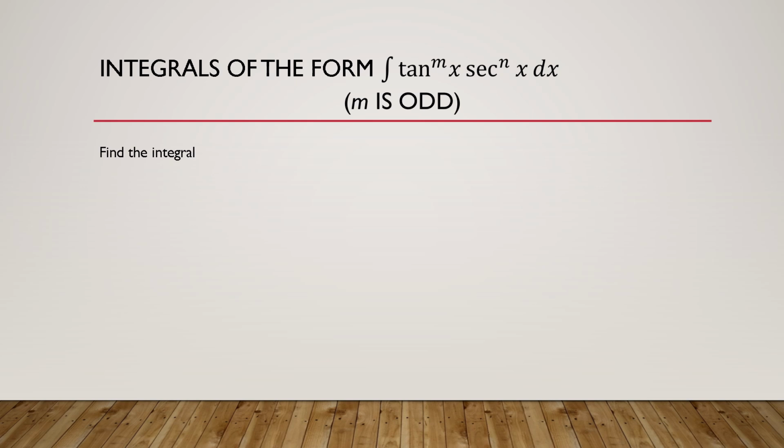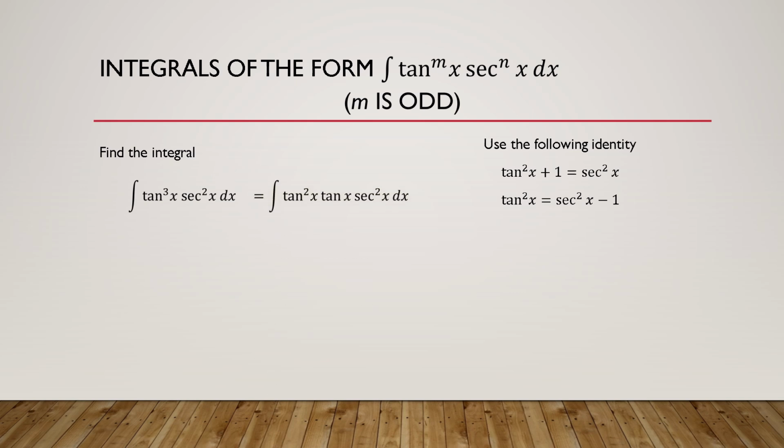Integrals of the form tangent to the mx times secant to the nx may also be solved using a similar strategy. In this case, m is odd, as in the example, the integral of tangent cubed x times secant squared x dx. This time, use the identity tangent squared x plus 1 equals secant squared x. We rewrite our identity to tangent squared x equals secant squared x minus 1.